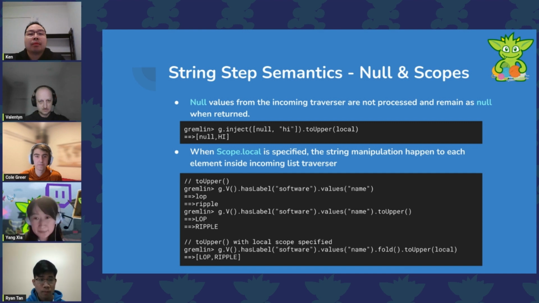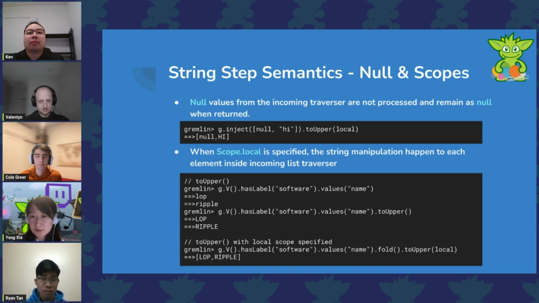So for example, the first one is that null values from all the incoming traversers are not processed. They will remain null when returned. So if you get a null and then you want to toUpper it, we're not going to turn that into a null string or anything. We thought that was the right decision to make.